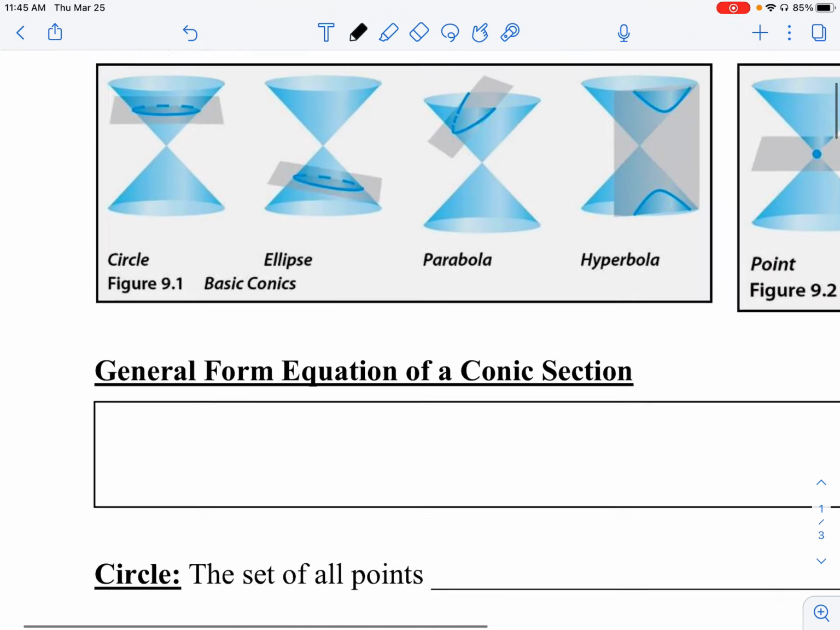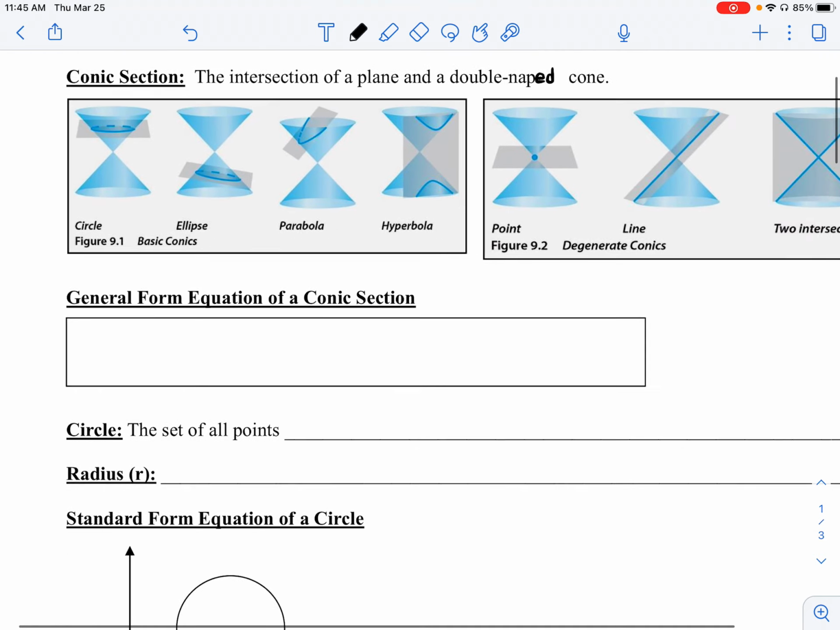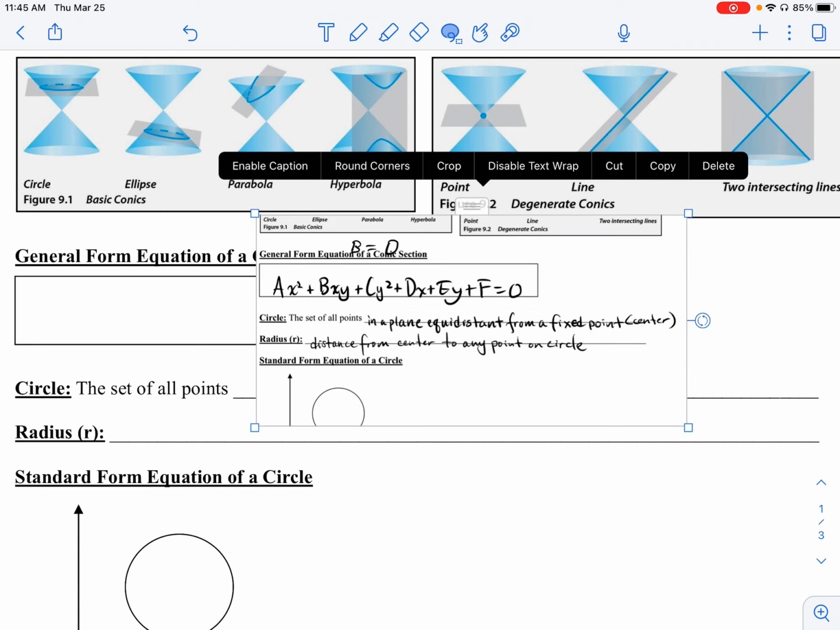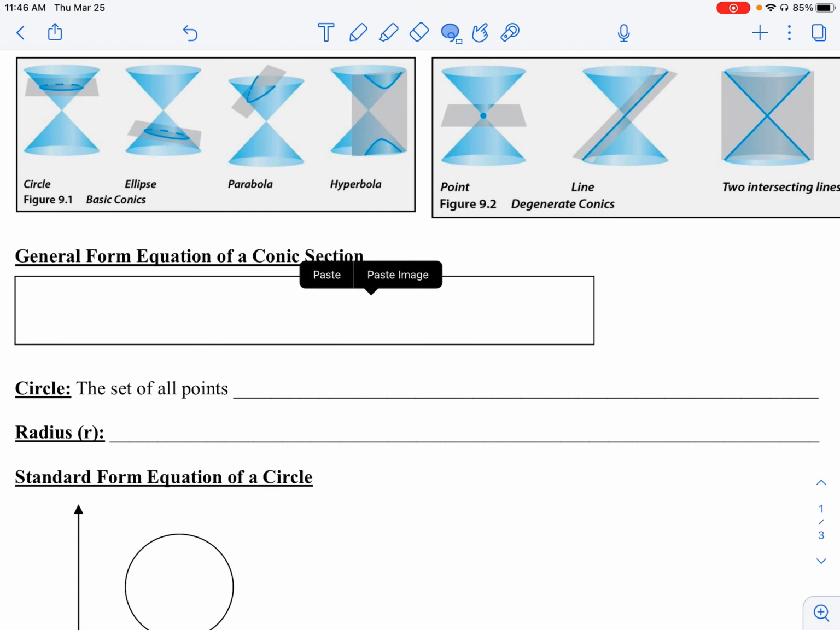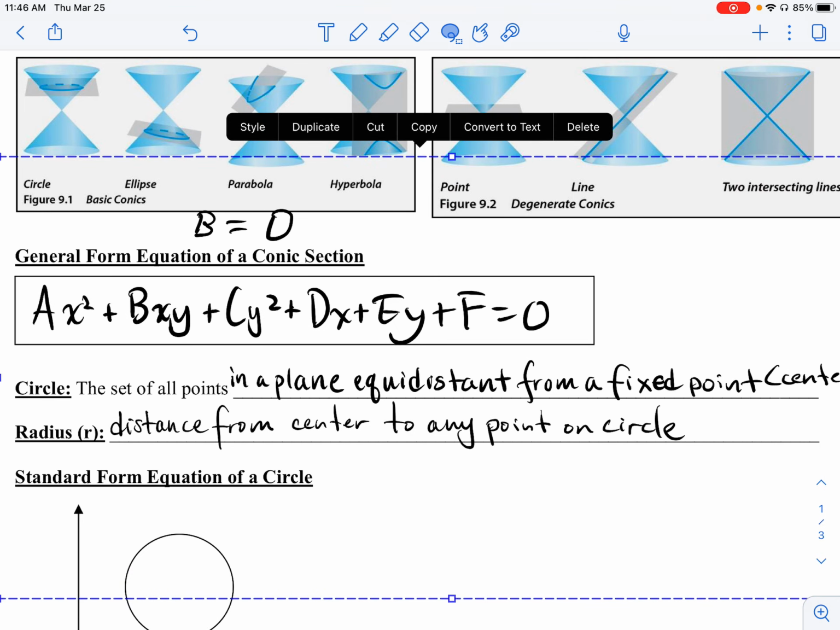So what is the general form of a conic section? The general form of a conic section is as such, and I'll just go ahead and paste that here. I wrote it ahead of time. Let me go through a couple parts of this.